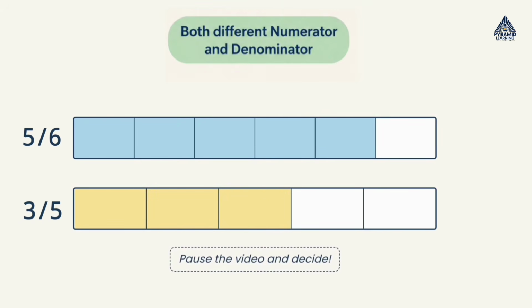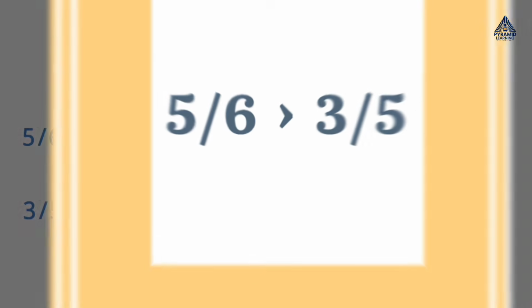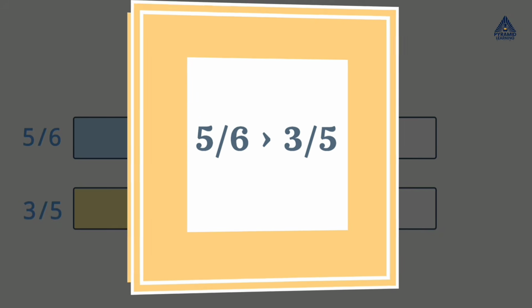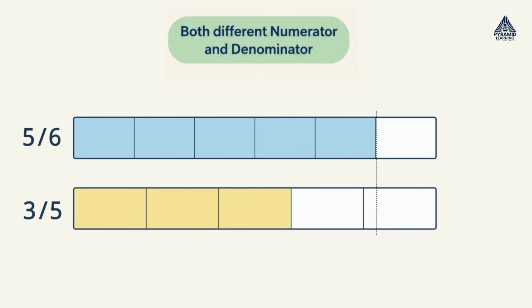Pause the video and decide which shaded bar is longer. The top bar has more shading, so 5/6 is greater than 3/5. The longer shaded bar is always the greater fraction.